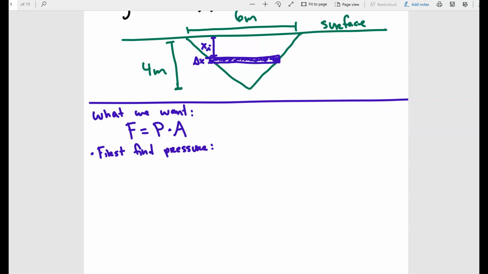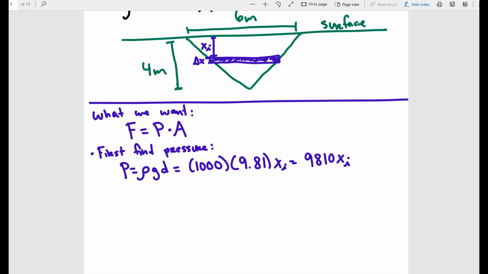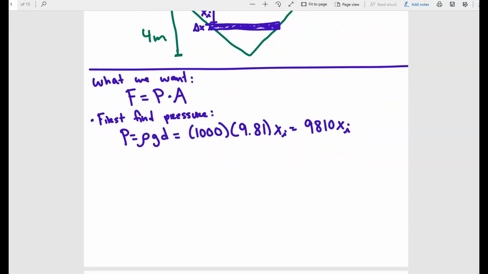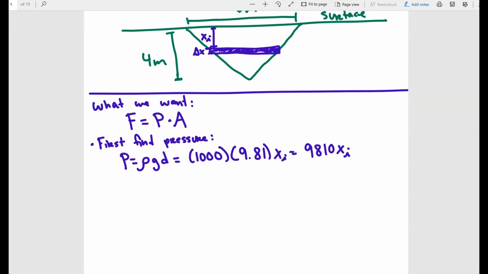So what would the pressure be? The pressure is given as rho g times d. We know rho in this case is 1,000, gravitational acceleration is 9.81, and the distance is xi, which gives me 9,810 times xi. That's the pressure acting on this particular little slit, so that's the pressure at any given point. Notice that we're going from the surface all the way to 4 meters down.